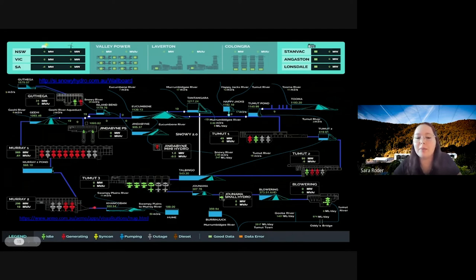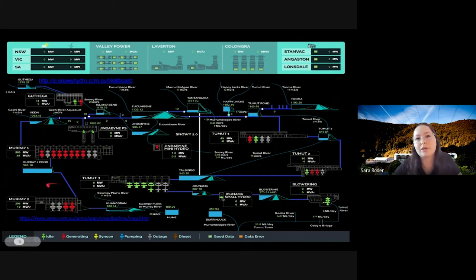It's our live dashboard that we can use to have a look at what our generating units are doing at any given time. Our power stations are split down the middle on either side of the Australian Alps, so we have what is called the Tumut development and the Murray development. Because of the physical location of these, we are able to generate into both the Victorian grid and the New South Wales grid. Our Murray development, on the left there, we can see Murray 1 and Murray 2 power stations. They're physically on the Victorian side of the Alps and therefore generate into the Victorian grid.